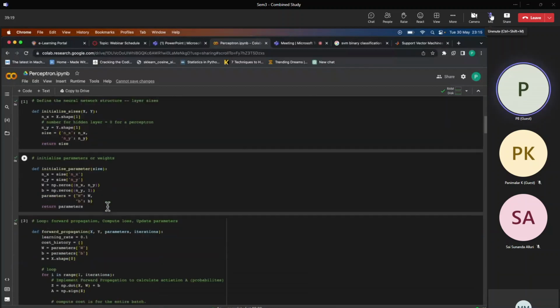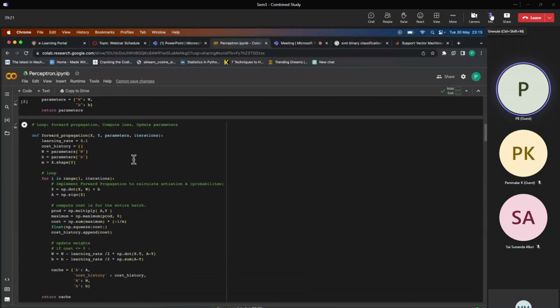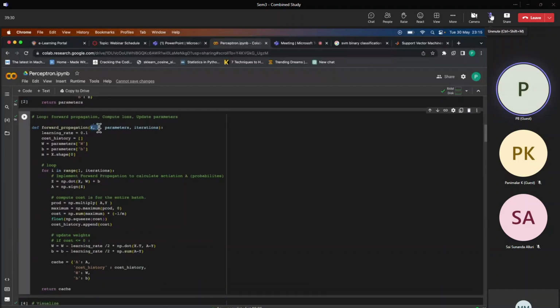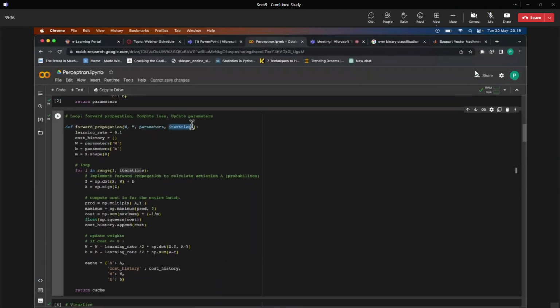Okay, so now forward propagation. Let's discuss this forward propagation, which is the basis of any neural network. So we have the data. X and Y is just the data. We need parameters, of course. And the number of iterations is optional, you want to give it or you don't want to give it. It's just a matter of choice. If you want, you can hard code it, say I need 1,000 iterations, within the function.